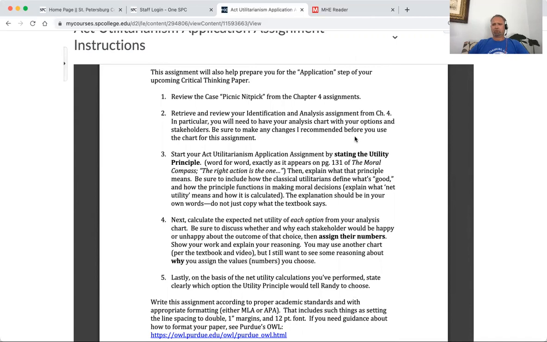When you're finished with your assignment, put it in the Dropbox and then I'll score it and give you guys feedback and ways that you might be able to improve if you decide to use the utility principle on your critical thinking paper. But I think the key bit is just making sure that you explain the principle as well as you can and then do the net utility calculations to the best of your ability. Assign happiness units to each of the stakeholders, then do the math for each of the options to decide which of those is the right choice. And then you've pretty much got the spirit of how the utility principle works.